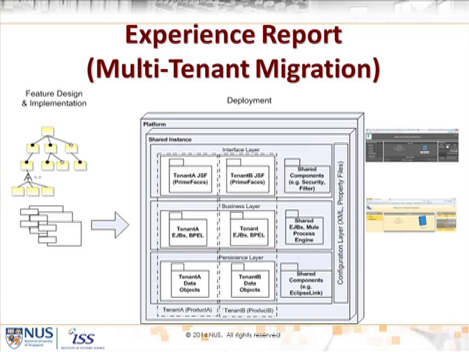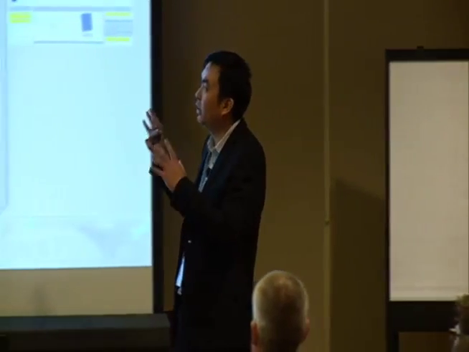Eventually, we ended up with these shared models where we use JSF PrimeFaces for the interface layer, the typical business layer with EJBs and BPEL engines, and then for the persistent layer, we use EclipseLink and some other stuff for tenant-specific objects. But we are still not sure. After this project itself, we're still not sure whether this will scale.